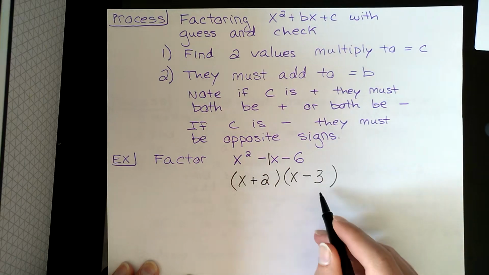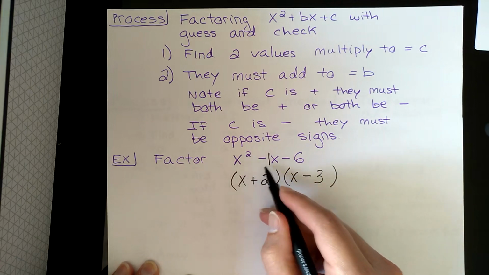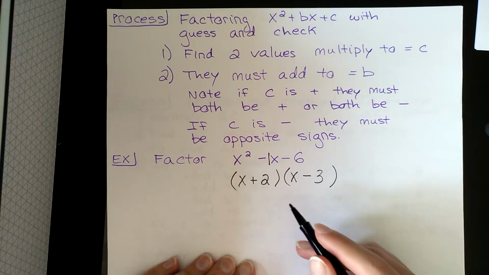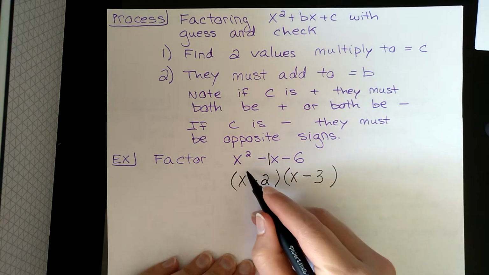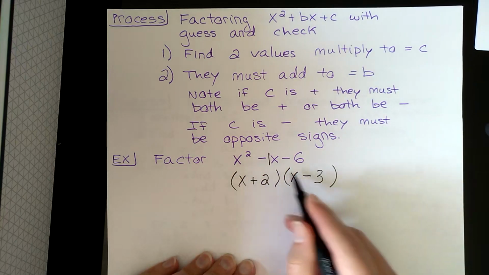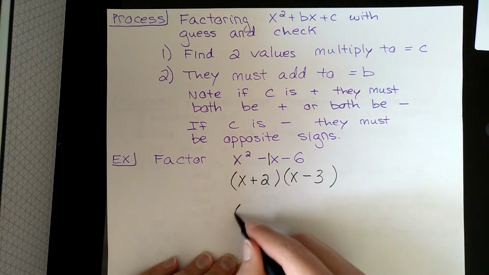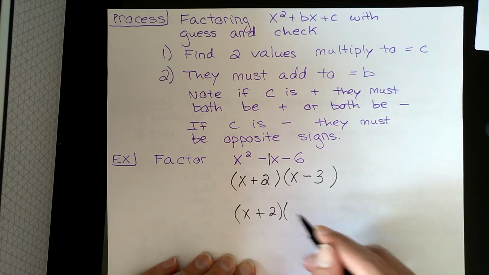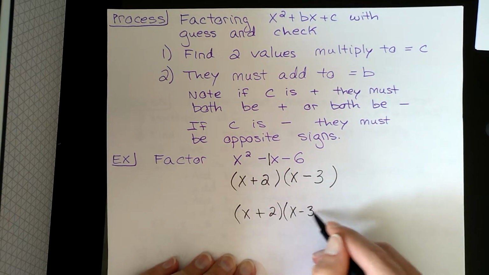This is supposedly the factored form of x squared minus x minus 6. This was our guess. Now we will check it. If we go through distributing this x, so I'm going to rewrite it. Since this is our answer, I don't want to do any work on it.